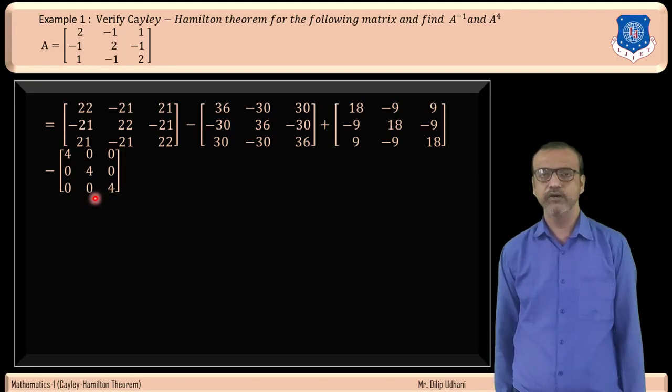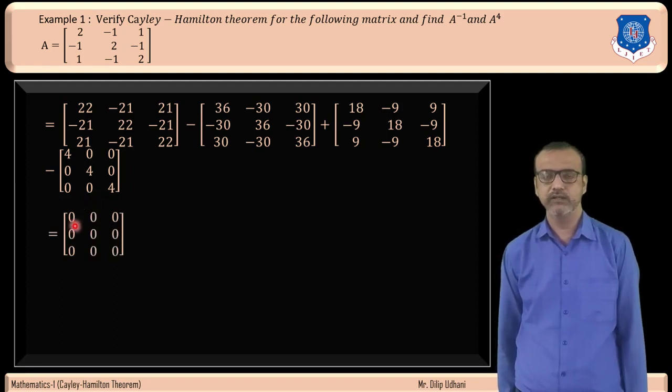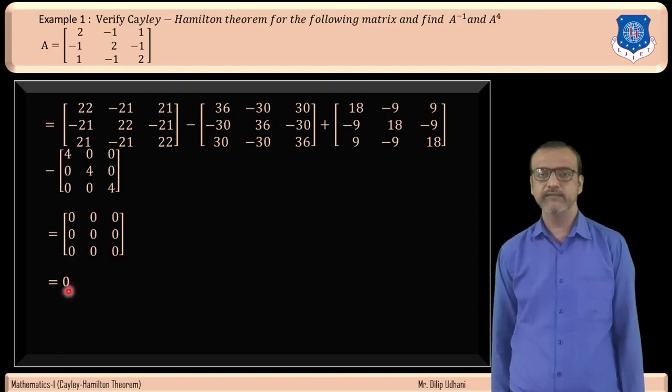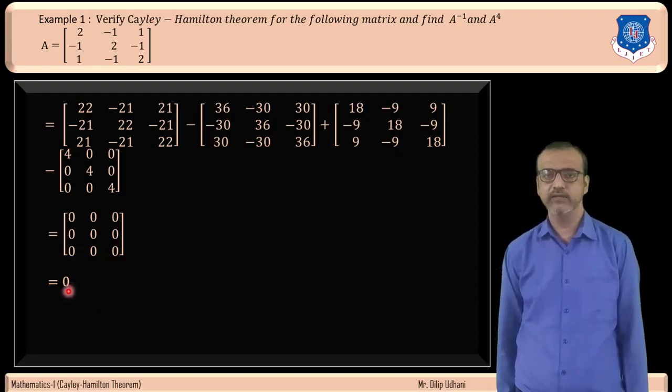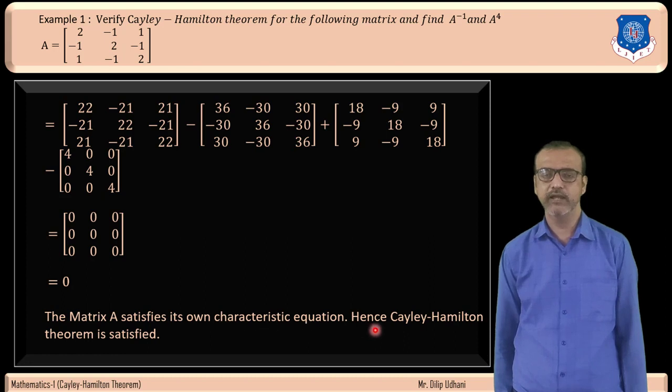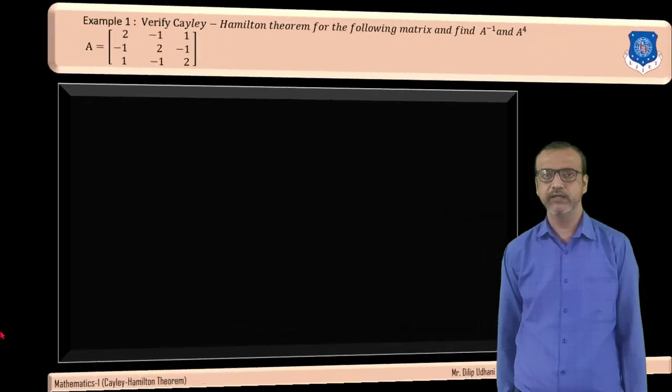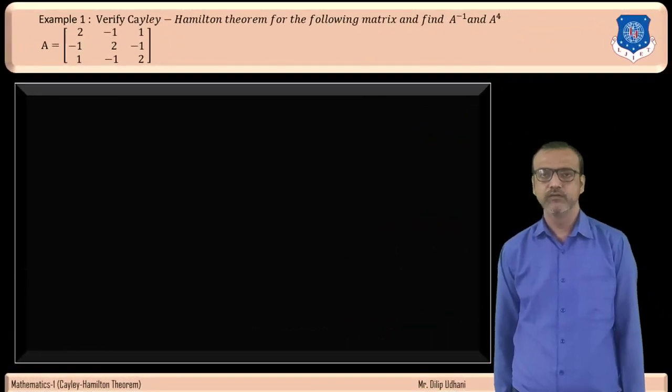Now we will simplify this result. After simplification we will have a null matrix, that is equal to 0. So the matrix A satisfies its own characteristic equation, hence we can say that the Cayley-Hamilton theorem is satisfied. Now we have to find A inverse and A raised to 4 also.